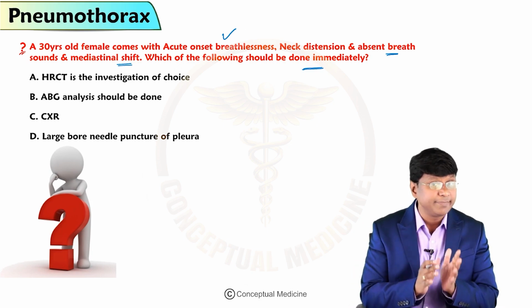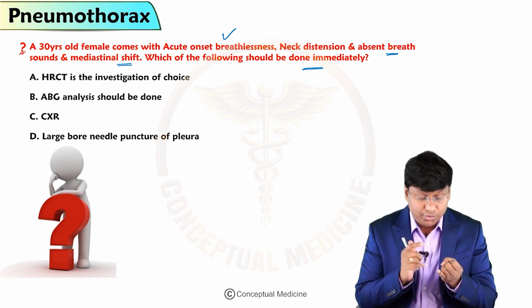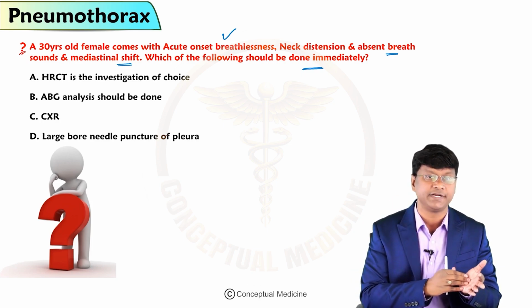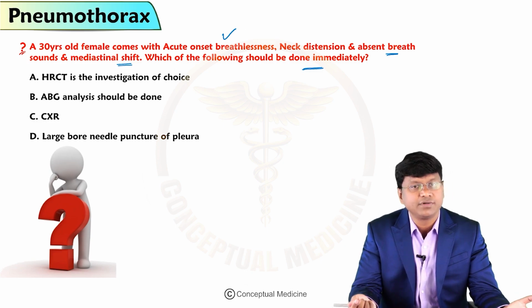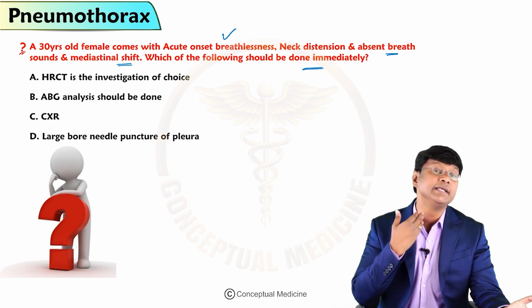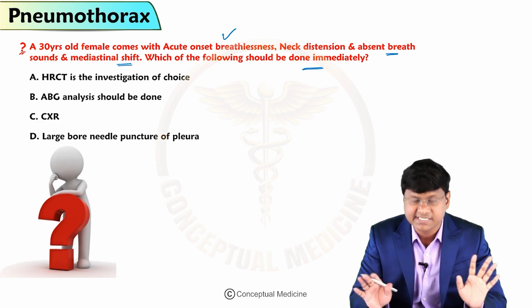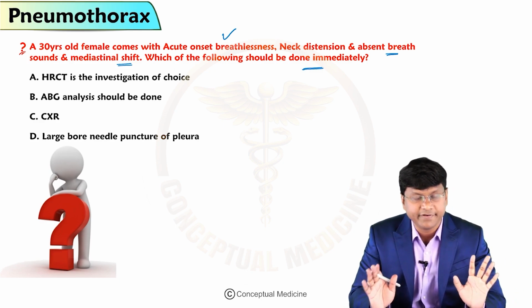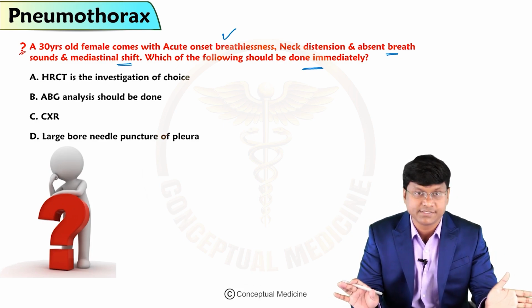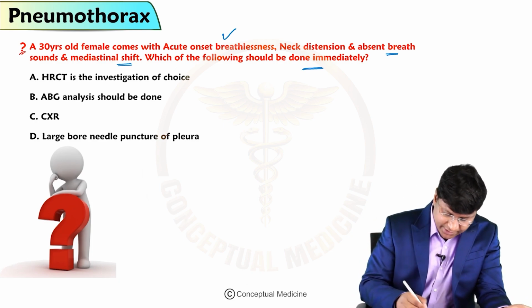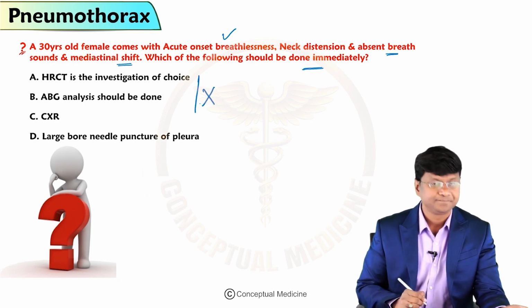Now this is a medical emergency here. The acute onset breathlessness, neck veins are distended, absent breath sounds, mediastinum is shifted. So how are you able to make out that the mediastinum is shifted? That is, the trachea is shifted to the opposite side. See, it is a very classical picture of your pneumothorax. So please don't waste time in doing the investigations.